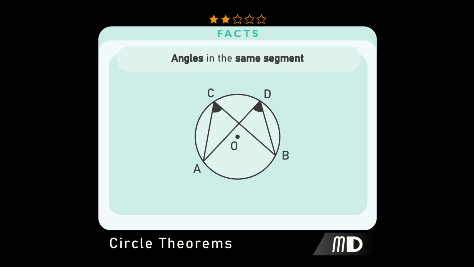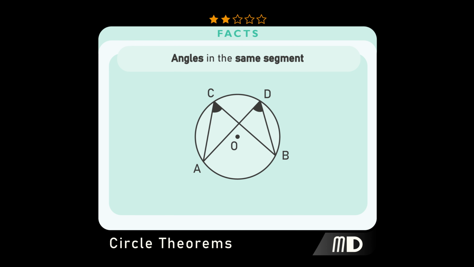In other words, lines drawn from either end of the arc AB to a point on the major arc in the same segment create angles that are equal in size. Those angles are ACB and ADB in this diagram. In this video, we'll show you why this is the case.